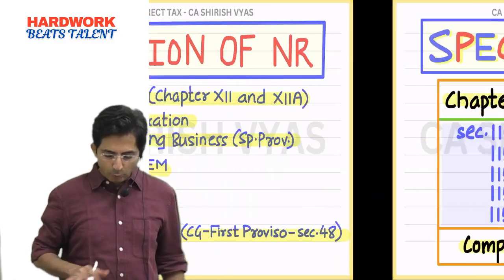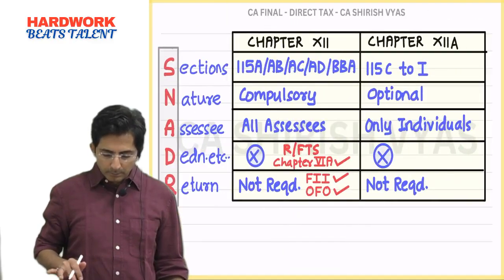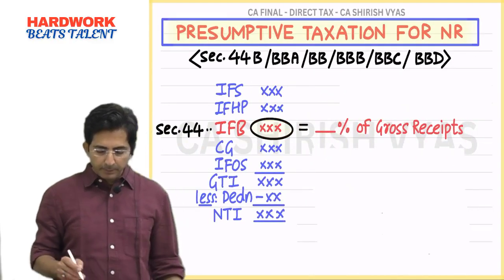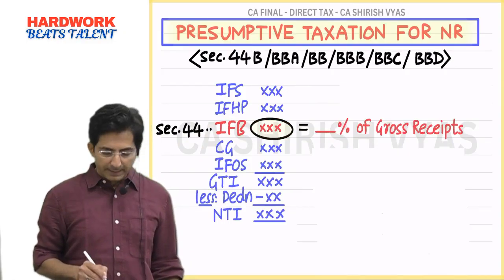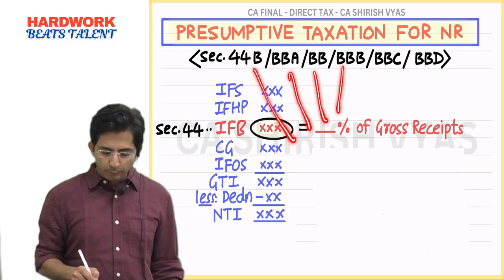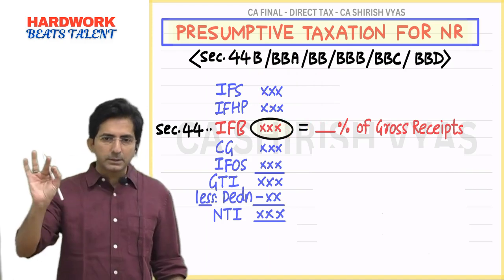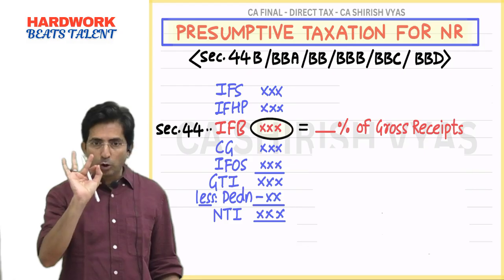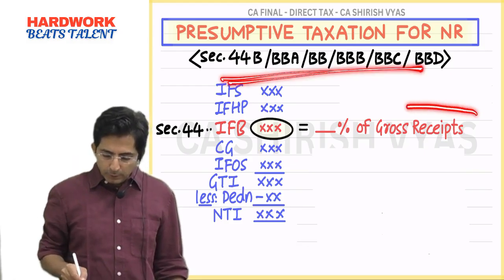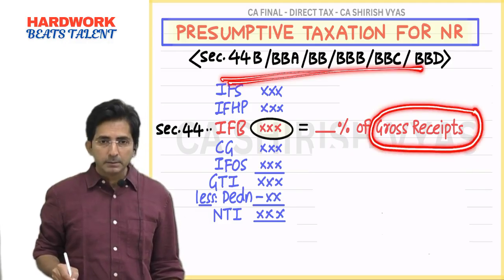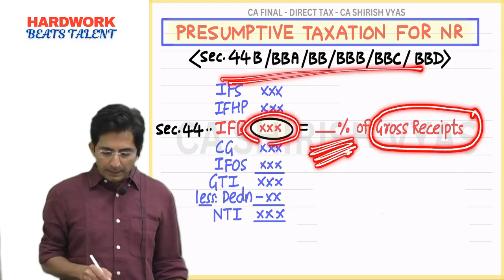See, what is that? Look here. There are in all 6 sections of presumptive taxation. 1, 2, 3, 4, 5, 6. And you know what is the common thing in all sections? First understand the common thing. All these sections say that whatever is your gross receipts in your business, a certain percentage of that you have to declare in PGBP.